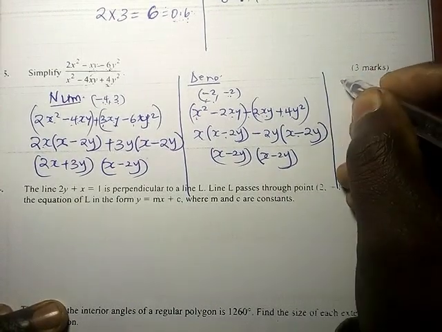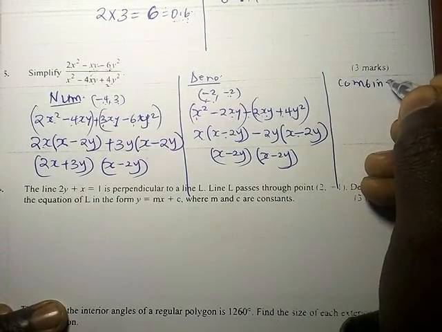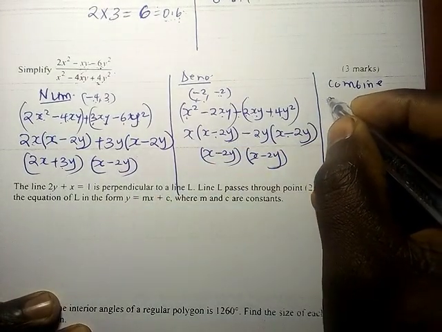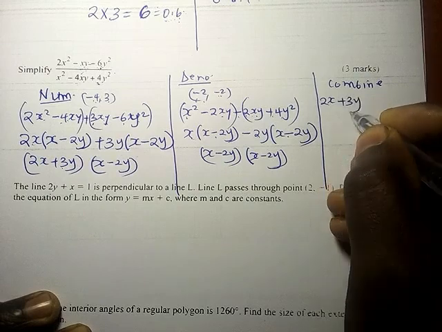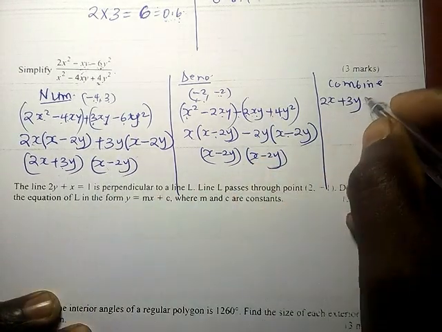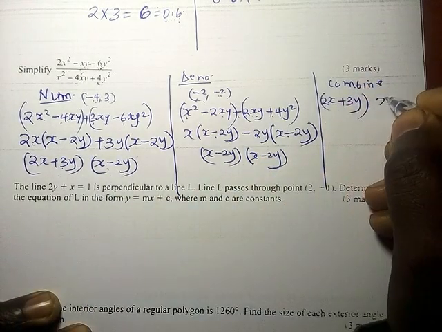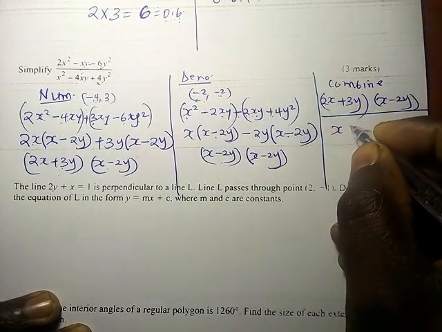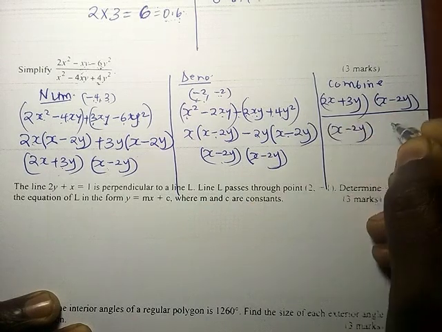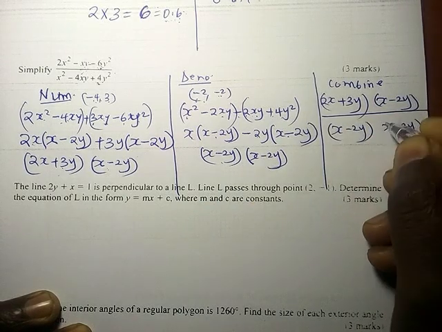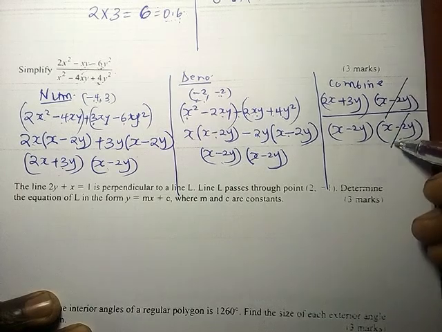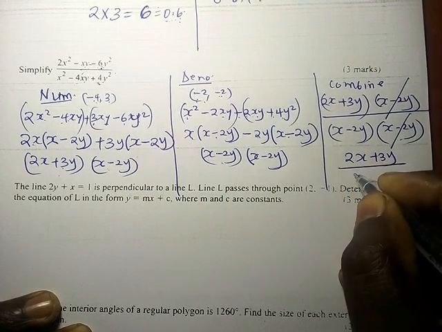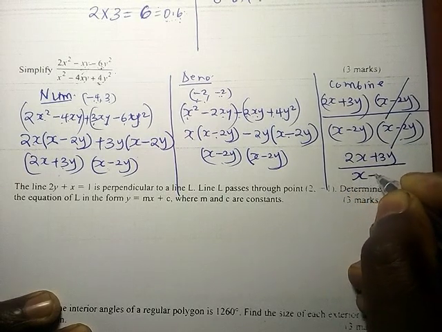Now we combine the numerator and the denominator. We have this one as 2x plus 3y, I'm copying the numerator, and x minus 2y. We divide by the denominator, x minus 2y, x minus 2y. So this and this will cancel out, and the final answer is 2x plus 3y divided by x minus 2y.